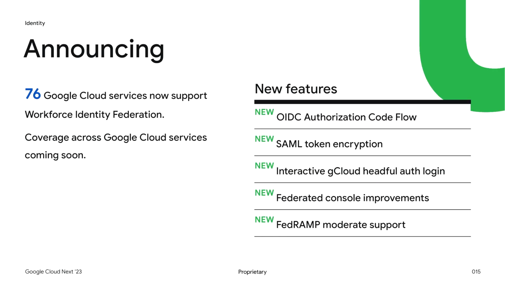So in terms of announcements at Next, our Workforce Identity Federation capability now supports 76 Google Cloud services, including important services like GCE. And that coverage is dramatically going to expand over the next few months. And by the end of the year, you should have comprehensive coverage across all of GCP services. And then just in terms of new features, a whole bunch of features on the screen. The one that I want to particularly call out is the support for authorization code flow when you're using OpenID Connect in terms of setting up that federation.